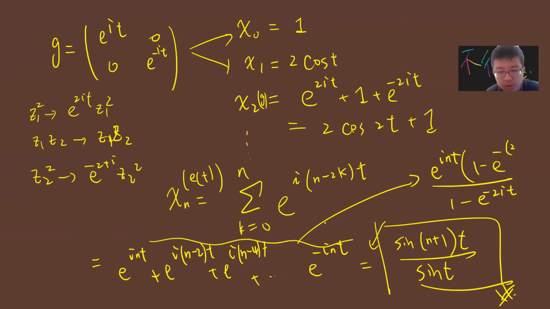How many terms? We should have n plus 1 terms. Then you can multiply this out and do something you like, and you can prove it. Also, you can check that if n is 0, you get 1. If n is 1, you get sin 2t divided by sin t, which is exactly 2 cos t. So this is the proof of the character formula. Okay, so now let's prove the final result.